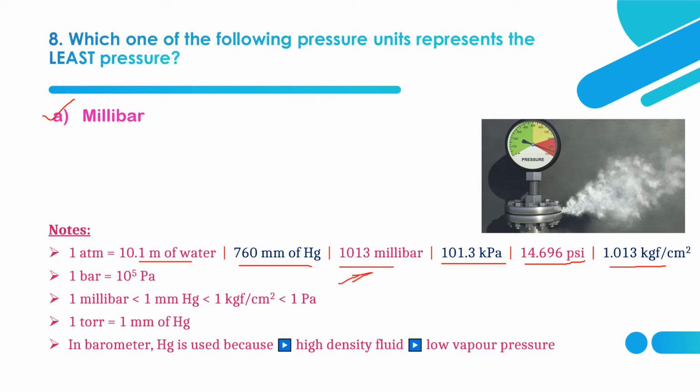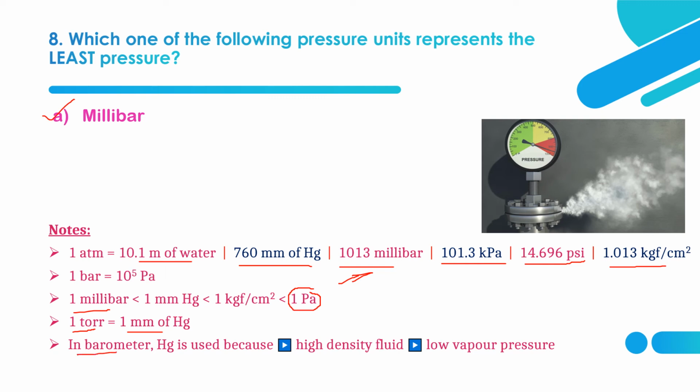By observing these values we can arrange all the things in ascending order. 1 millibar is less than 1 mmHg, and that will be less than kilogram force per centimeter square, and that will be less than 1 pascal. 1 pascal is the highest unit among these four, and 1 millibar is the least pressure unit. So that's why option A is correct. And 1 mm of Hg can be called 1 torr. 1 torr is equal to 1 mm of Hg.